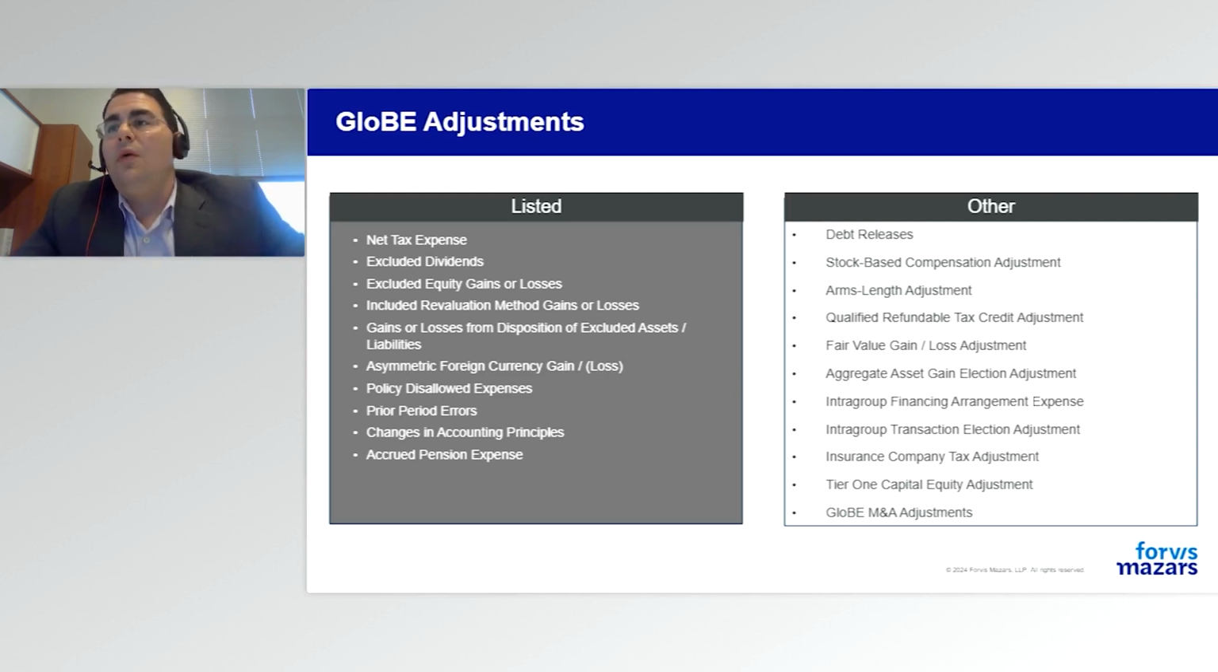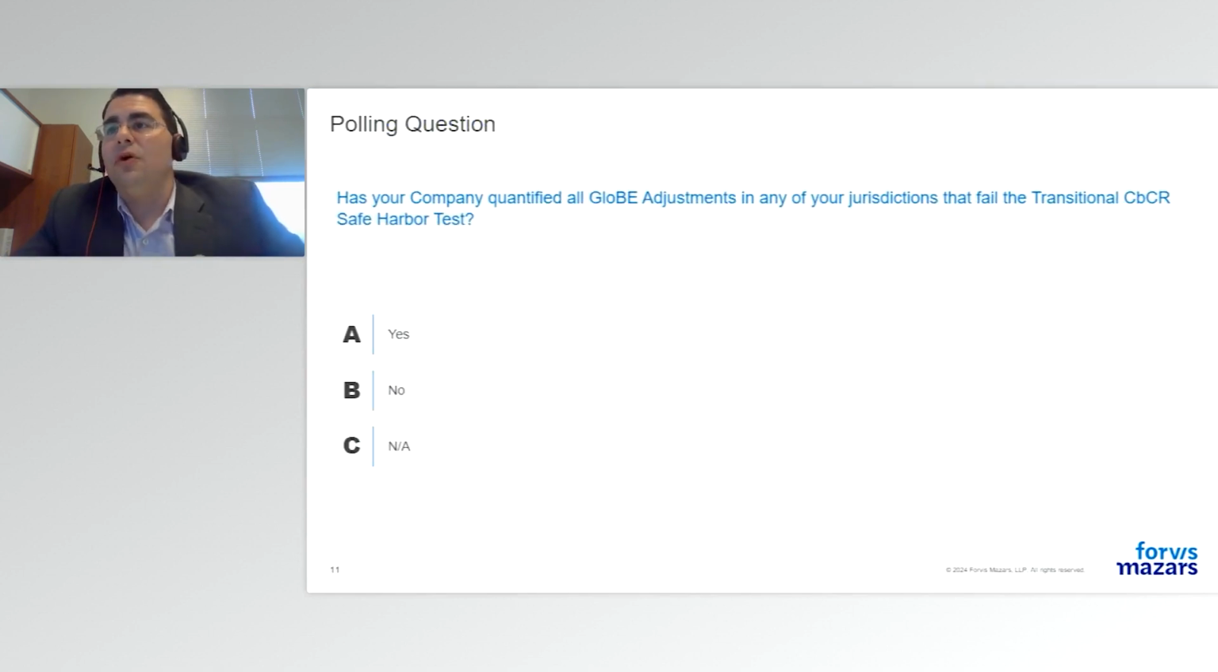So without further ado, let's kick off our first polling question. Has your company quantified all GloBE adjustments in any of your jurisdictions that fail the transitional CBCR safe harbor test? We'll give you all a minute here.